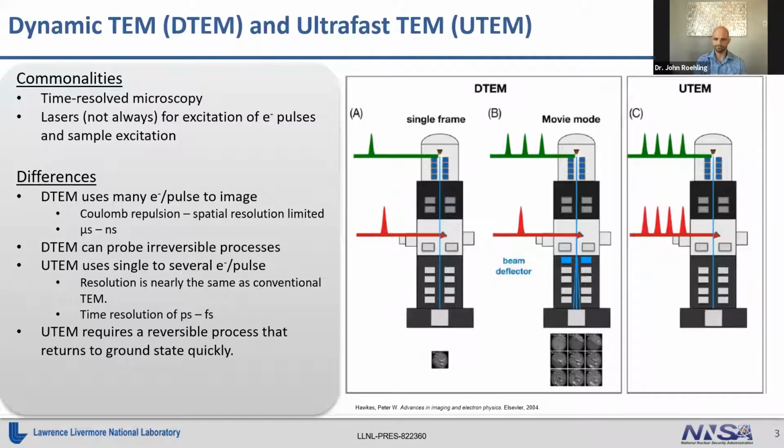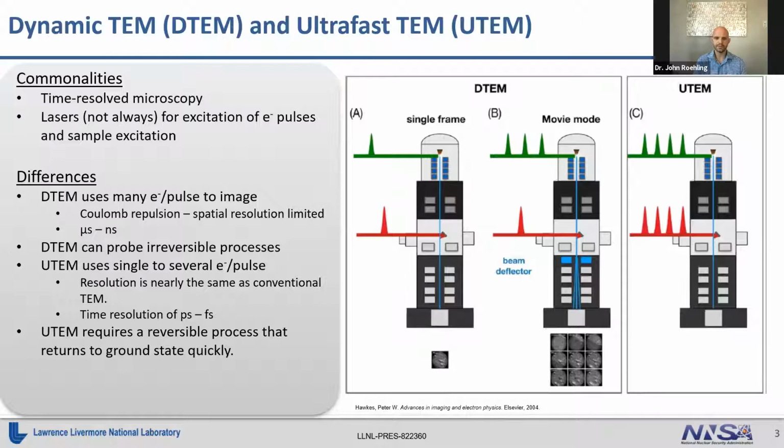DTEM and UTEM are both time-resolved electron microscope techniques. They're basically high-speed imaging within a TEM column that allows you to look at very fast time scales at very small spatial scales. It's something that's not possible with high-speed imaging using optical techniques. Typically, the electrons are generated through lasers, as well as the excitation of the sample itself, though not always, as I'll talk about in this presentation, and you'll see a lot more in the next presentation.